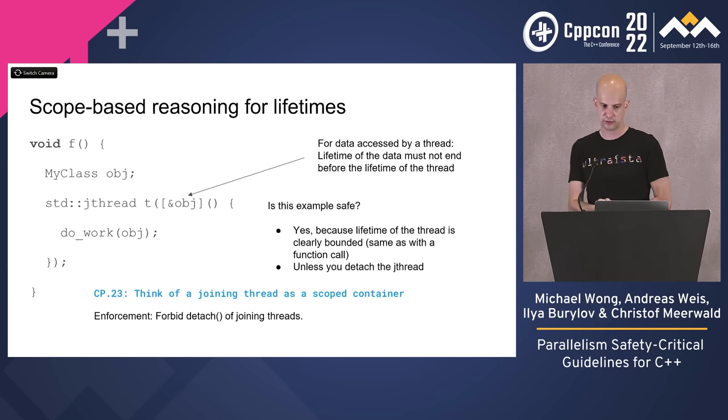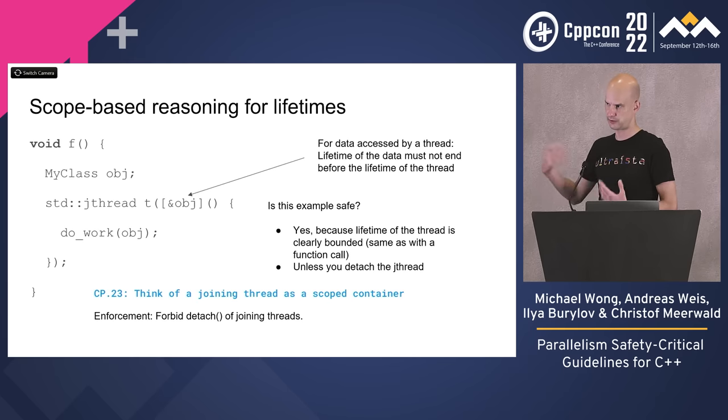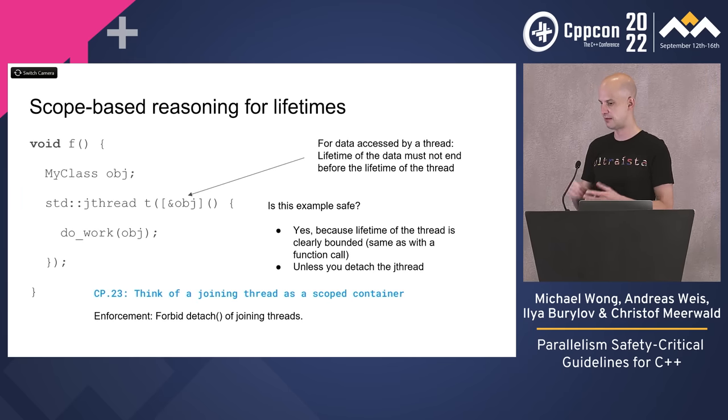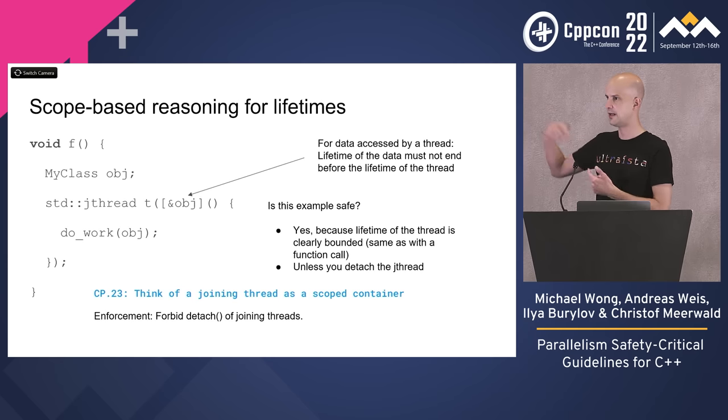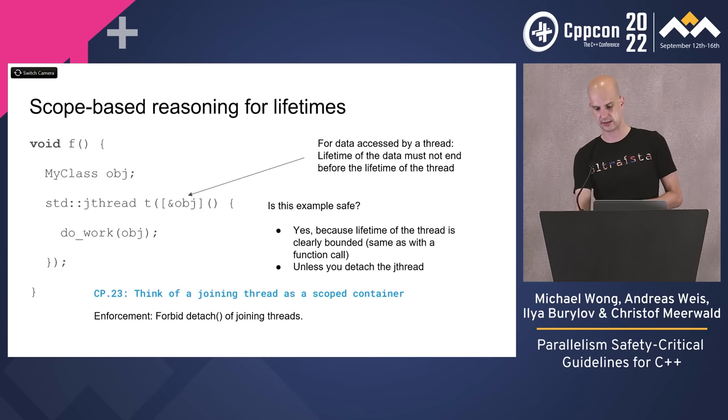The thing that the core guidelines want a tool to do in terms of enforcement is they mainly want you to not detach the thread, right? Because as soon as you're joining threads and you don't detach it, then you always know the scope of the thread. And then you can do this kind of reasoning.